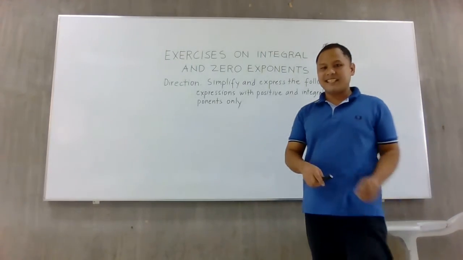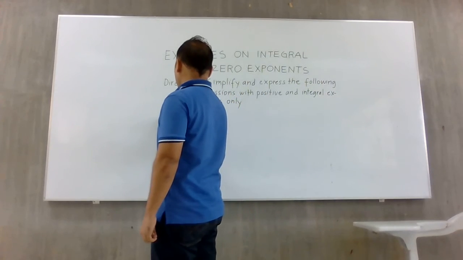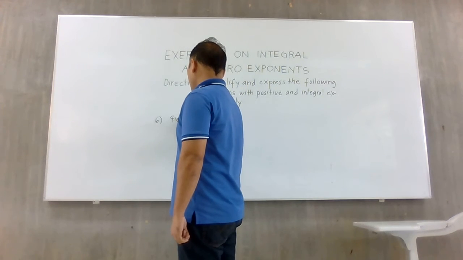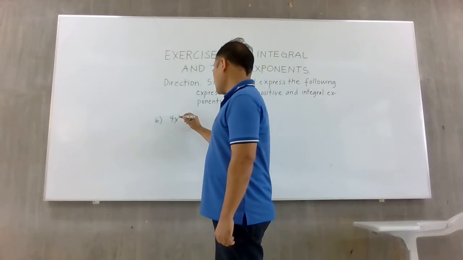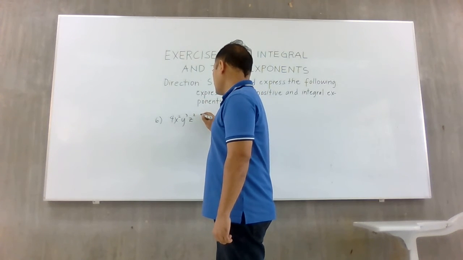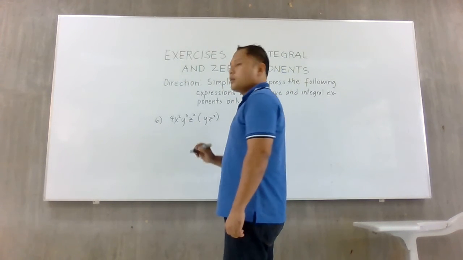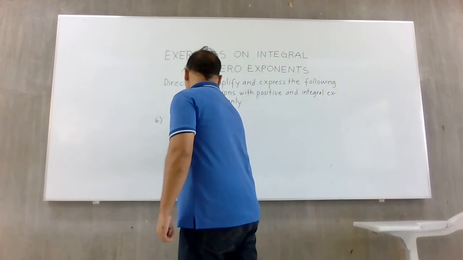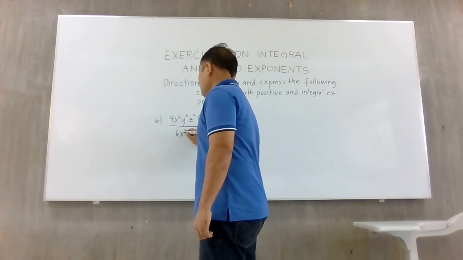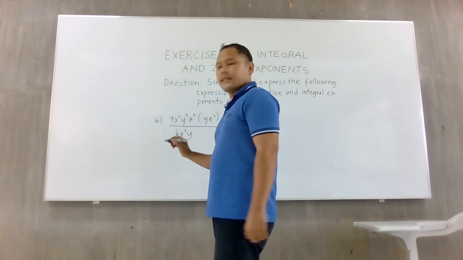Let's have number 6. Number 6. Okay. 4x squared y cubed z squared times y z squared divided by 6x cubed y z.